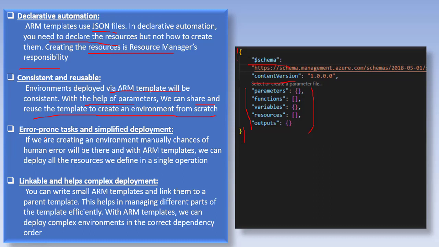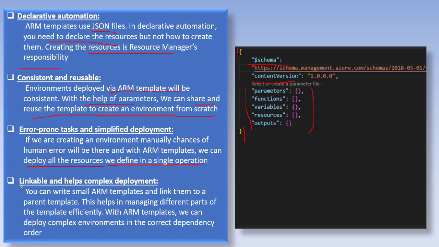Error prone and task simplified development. If we are creating any environment manually, guys, we are prone to human error. We are humans and we're prone to error. But if you have a template deployed using ARM and it's error free, you can be rest assured that if you create any new environment, there won't be any error. We can deploy all the resources we define in a single operation. You don't need to worry about it, it will be taken care of. Again a feature of ARM.